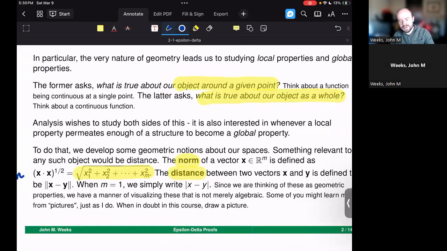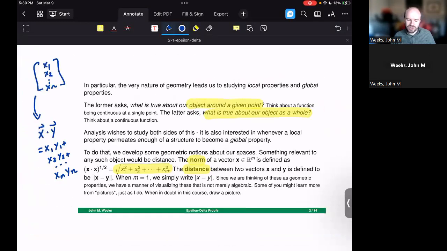So now distance between two vectors can be thought of as just the norm of x minus y. You're taking x sub 1 minus y sub 1 and then squaring it and then going all the way down through there. When m is equal to 1, that is when I'm in a one-dimensional space, this is the absolute value of x minus y.